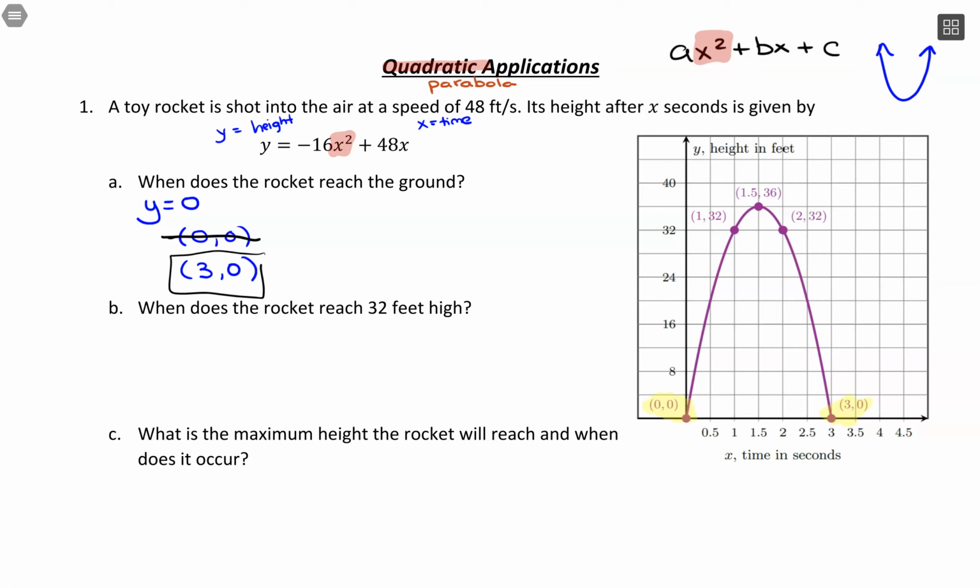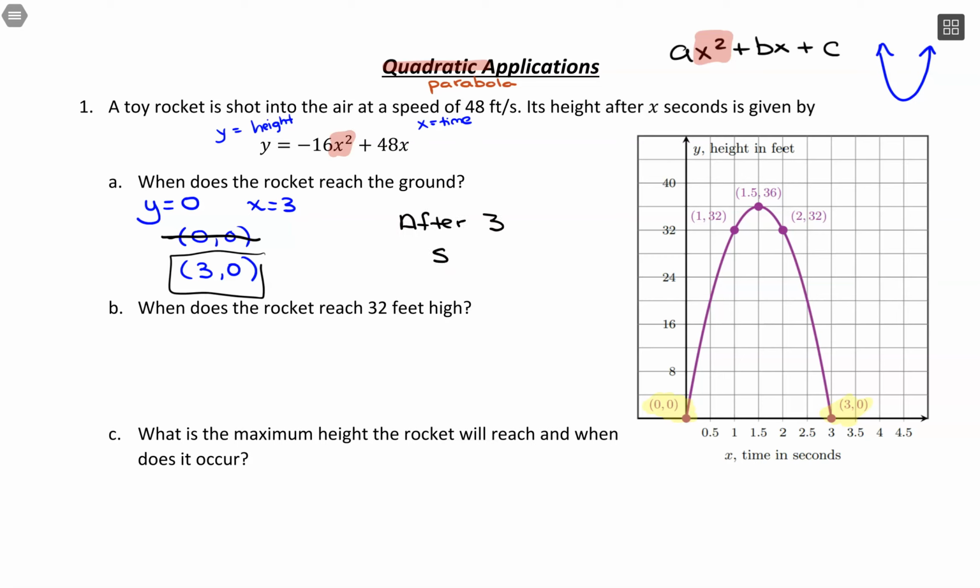So it has a height of 0, and then we have that x value of 3, which is the amount of time that has passed in seconds. So when does the rocket reach the ground? After 3 seconds. So with this, the idea is that the visual of the ground is along the x-axis. That's the ground with a height of 0.